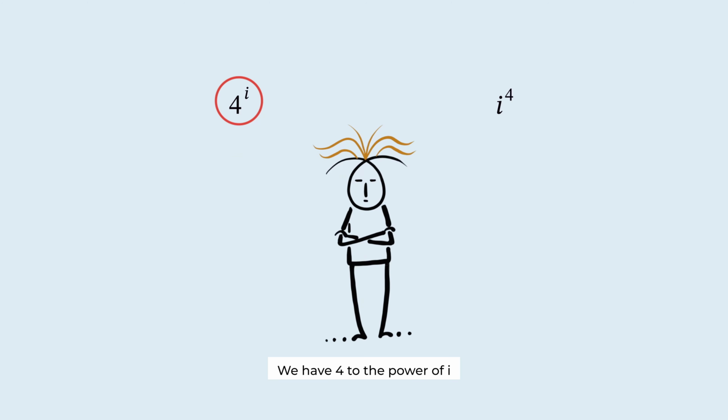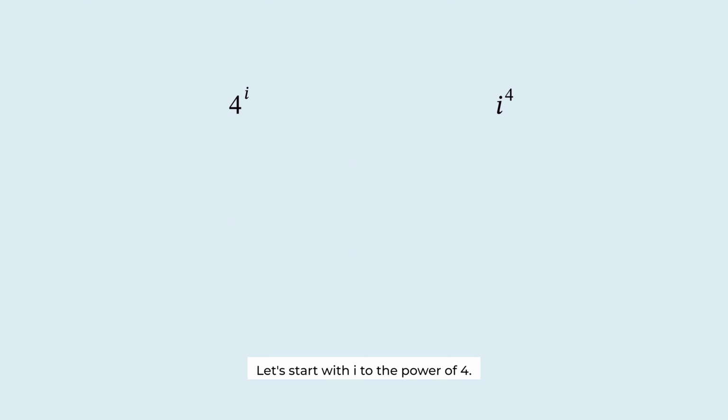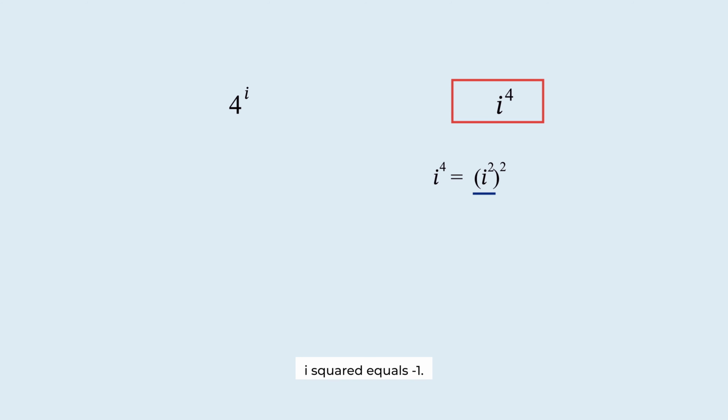We have 4 to the power of i and i to the power of 4. i is an imaginary number. Which one is bigger? Let's start with i to the power of 4. It's easier to calculate. i to the 4th is the square of i squared. i squared equals minus 1, so i to the 4th is the square of minus 1.